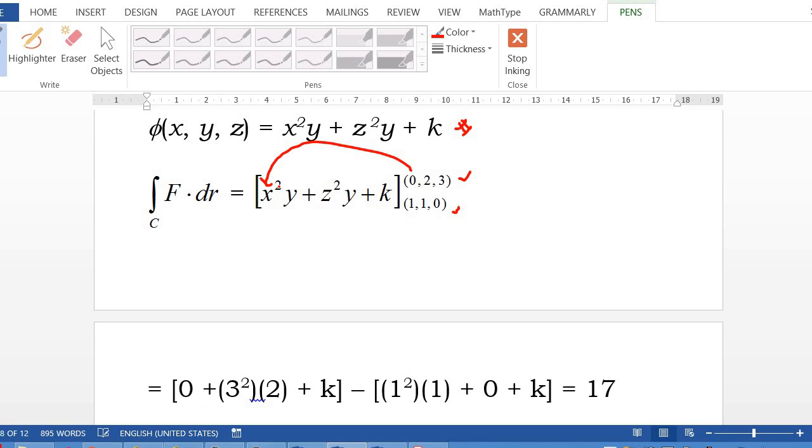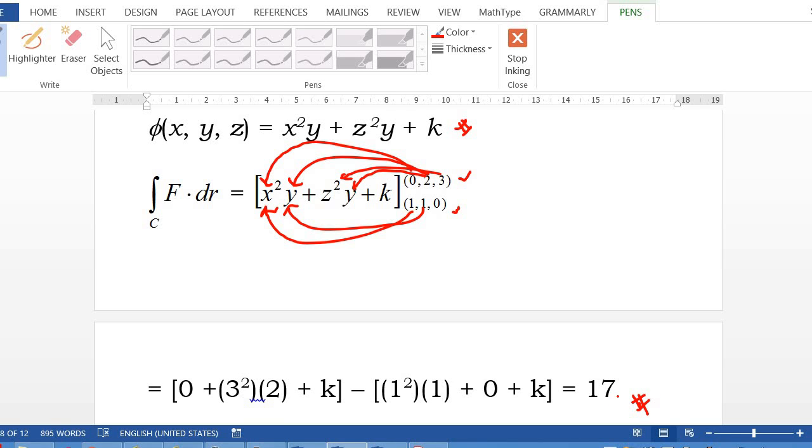So we have 0 squared y here. 0 squared, that's why this term is 0. And then 3, plug in 3 here, plug in 2 here. So that's why you have, z is 3, so 3 squared y is 2, plus k, minus, later on plug in x is 1, y is 1, so minus 1 squared y plus k, z squared y, z is 0. You evaluate it, you get the answer is 7.